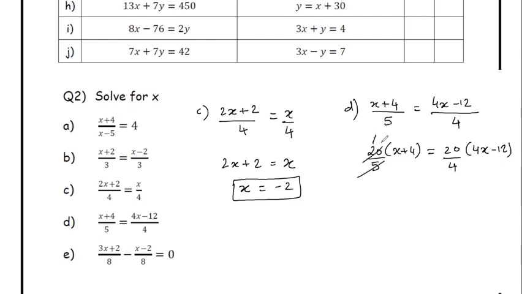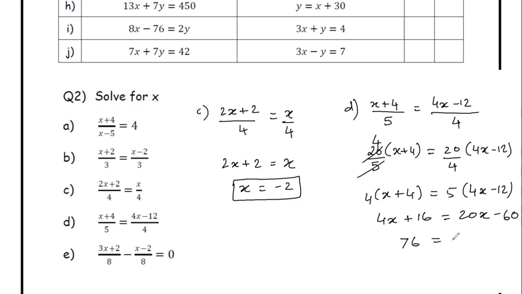So 5 goes in 20 four times, so you end up getting 4 times x plus 4. And 4 goes in 20 five times, so you get 5 times 4x minus 12. Simplify it further. So you get 76 is equal to 16x.